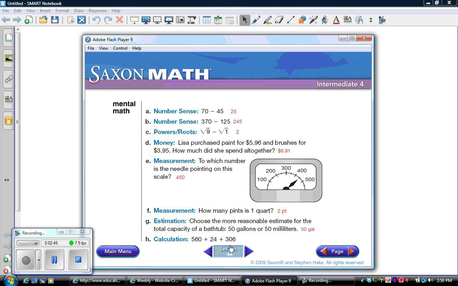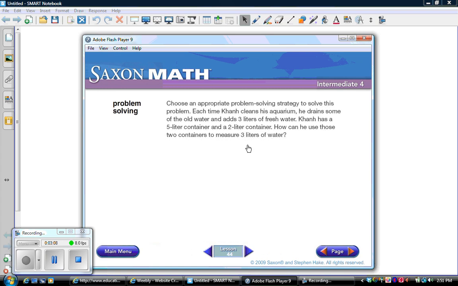Okay, calculation. Let's look. What I noticed right off the bat is that the 4 and the 6 will go together to make 10. So I'm going to keep that in the back of my mind. I'm going to go ahead and do my hundreds, and I've got 5 and 3, so that'll be 800. Now let's do our tens. We've got 60 and 20, that's 80, but plus another set of 10 is 90, 890.